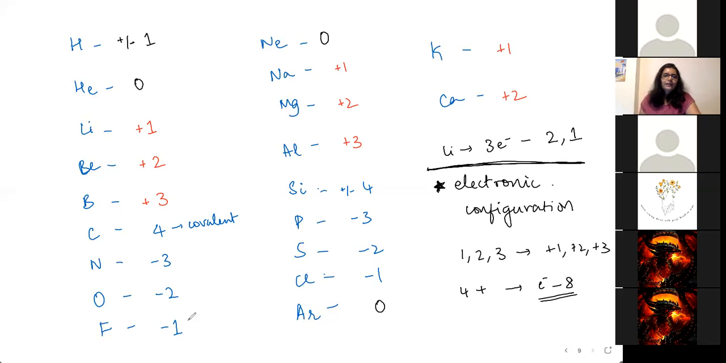Okay, so now that we know the valency of all of this, once you know the valency, if you need to figure out compound kaise form karega. So the whole thing is, when a compound is formed, if you add up the valencies, it needs to add up to 0. So for example, if you want to figure out between magnesium and chlorine, what sort of compound do you get?